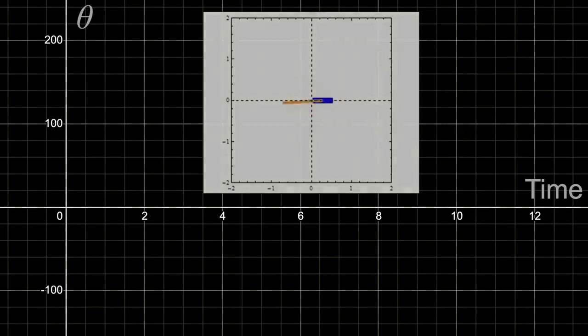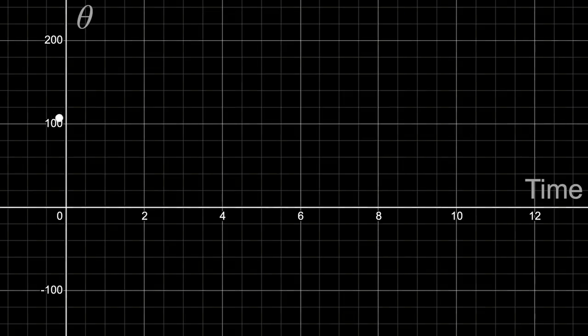Now, if we have a starting angle of just over 100 degrees, let's say, then the curve representing the angle over time could look something like this. It's a smooth curve, it finishes at t equals 12, and it has a final angle in this case of negative 50 something degrees.